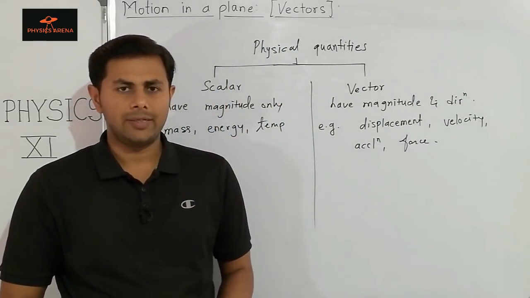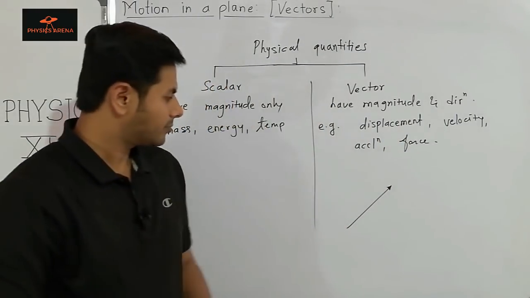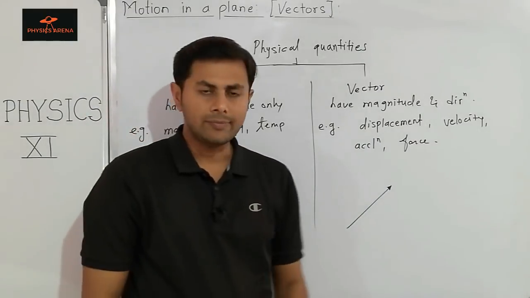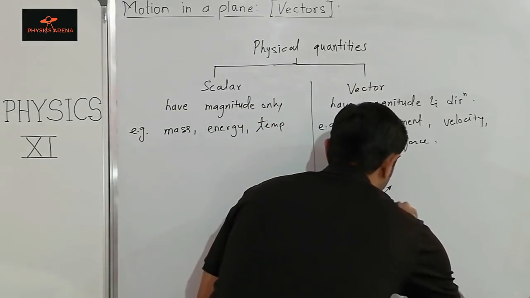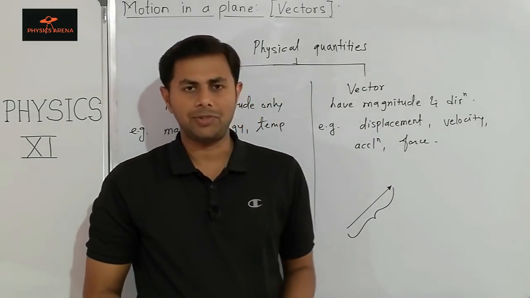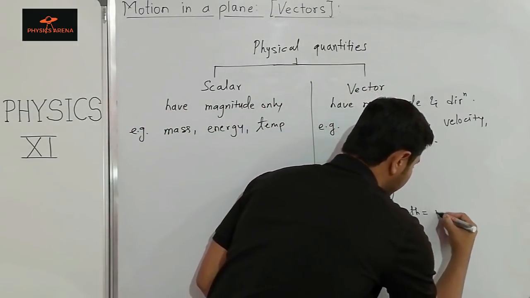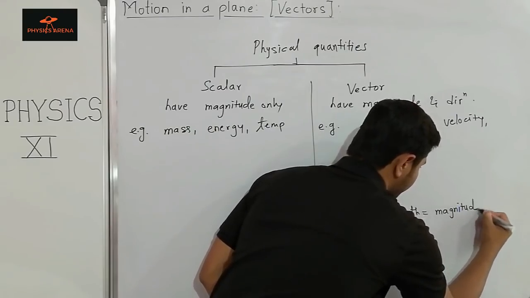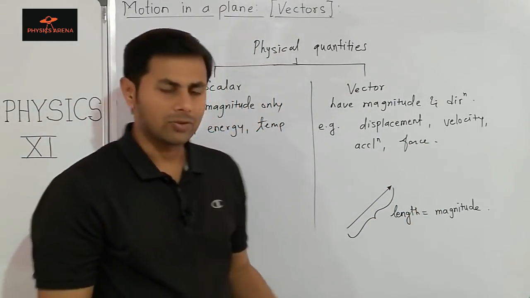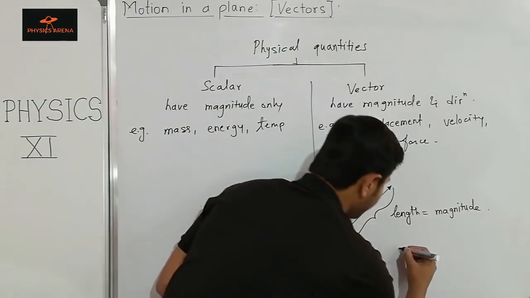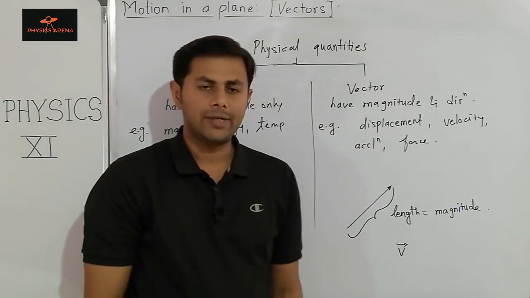A vector is represented by an arrow in space like this, and the tip of the arrow shows the direction of the vector, while the length of the arrow represents the magnitude of the vector. Suppose I want to denote velocity by vector notation, then how do I denote it? I write v and put this arrow on top of v to show that it's a vector quantity.